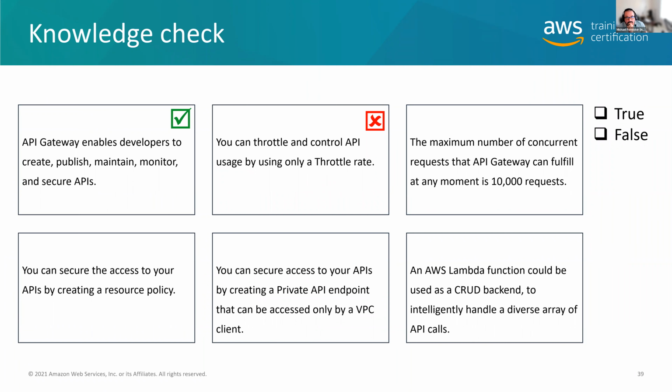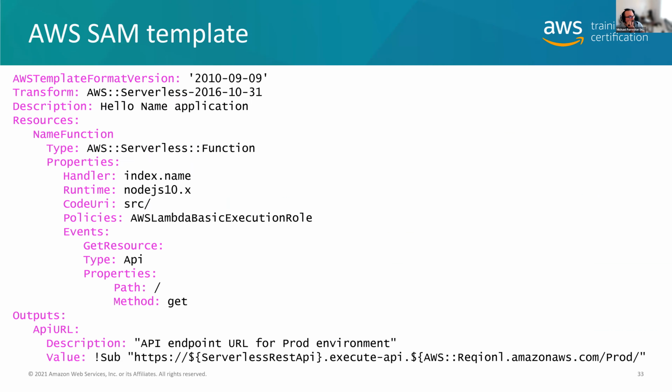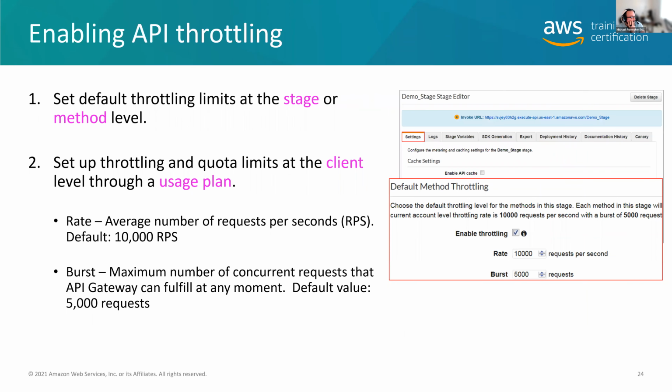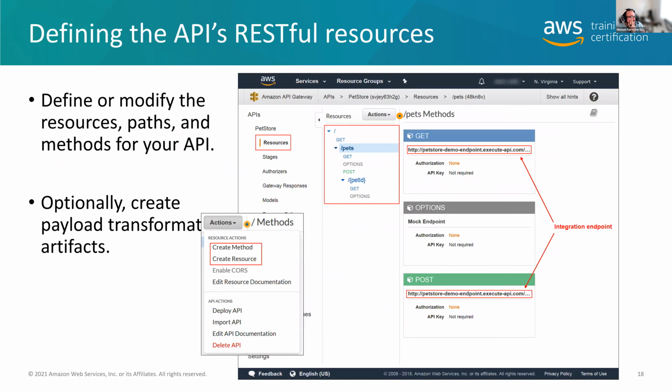So this one is going to be interesting because the maximum number of concurrent requests that API Gateway can fulfill at any given moment by default is what? Good, Hannah. Why do you say 5,000? What does the 5,000 actually represent? What is that value? Let's go take a look at what the throttling said.